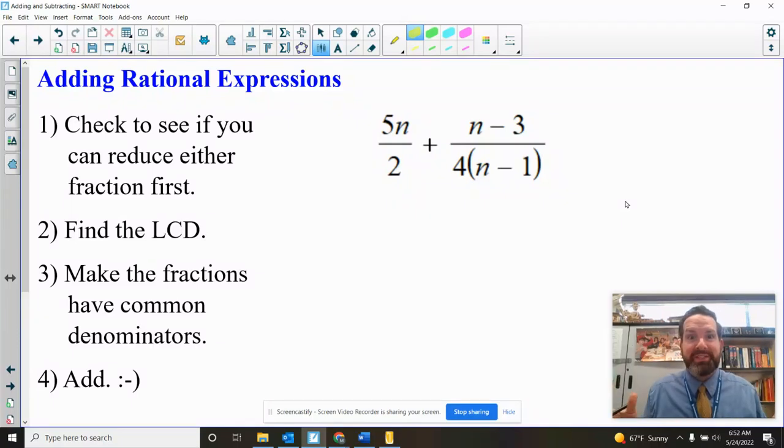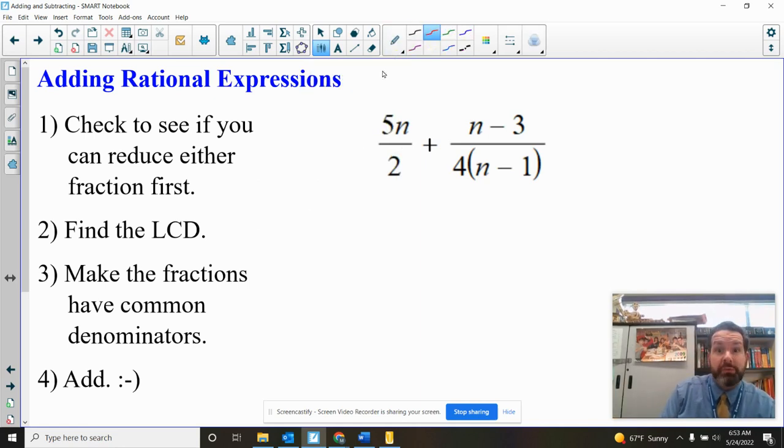Now, let's actually do this same adding of fractions thing with some variables involved. I'd like you to follow these steps. It's a fairly straightforward process. First, see if either of your fractions reduce, because if they do, that can make your overall work process a little bit simpler. So is there anything to reduce in the first fraction?